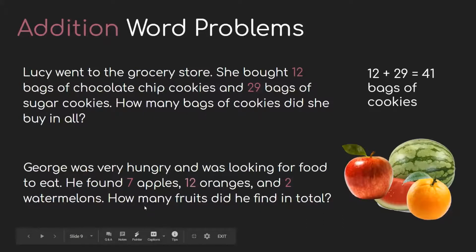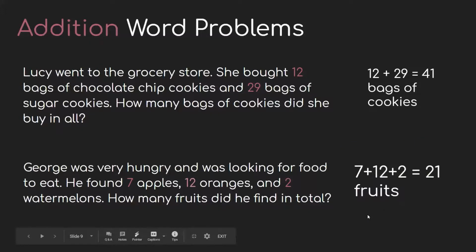We're trying to find how many fruits he had total. So if we look at the different fruits we have apples, oranges, and watermelon. And what we're going to do is add how many of each of those fruits they have, and put them together to find how many total fruits there are. So we have 7 apples, 12 oranges, and 2 watermelons. So we're going to be adding 7, 12, and 2, which is equal to 21 fruits in total.